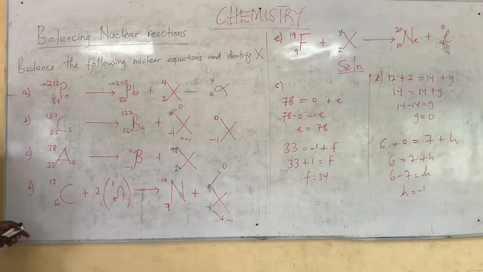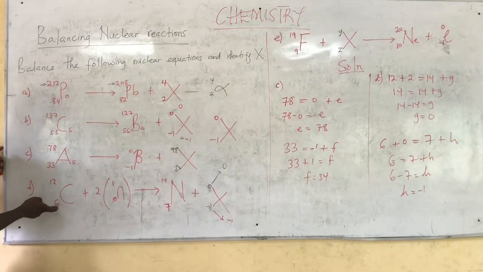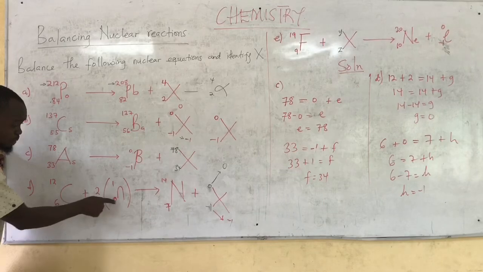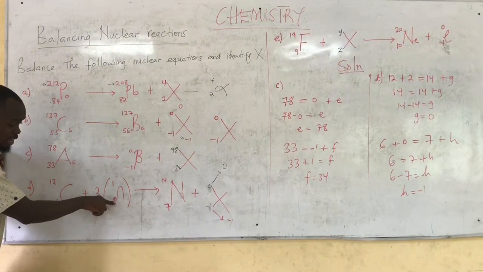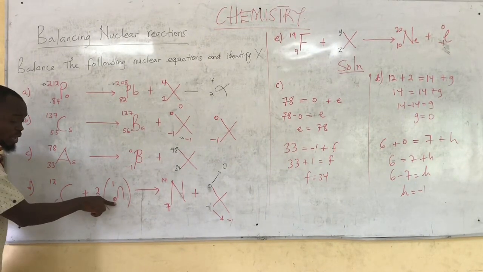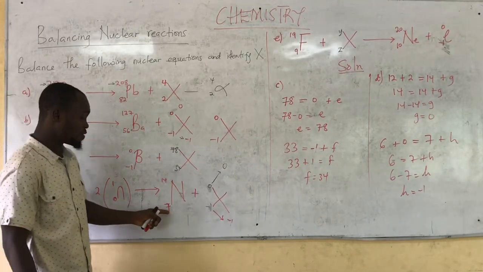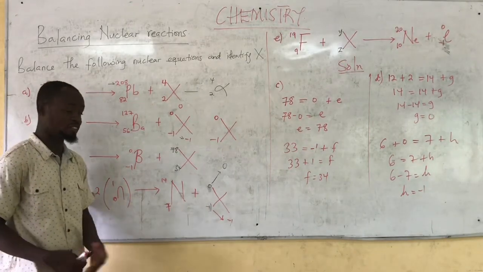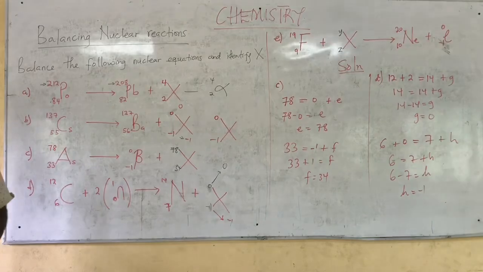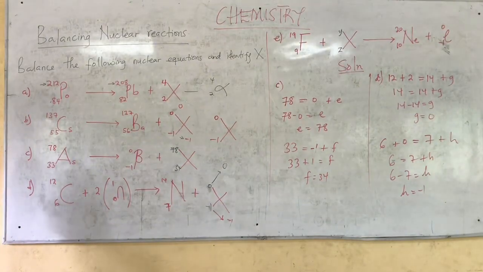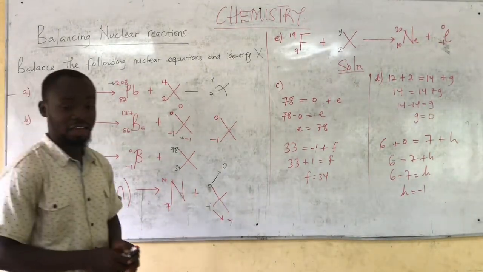Balanced. Now let's consider the proton number. We have a total of 6 here plus 2 multiplying the atomic number here. That is 0. So 2 times 0 is 0. So we have a total of what? 6. Now let's come here. We have 7 minus 1, and that is what? 6. So the proton number is also balanced. Is that okay? Now let's consider our last example.